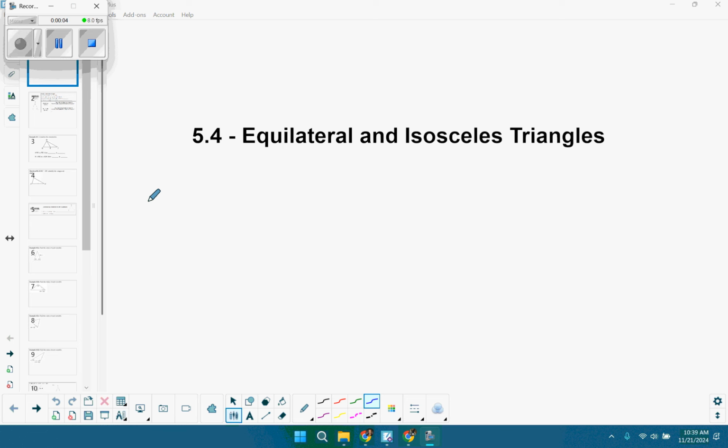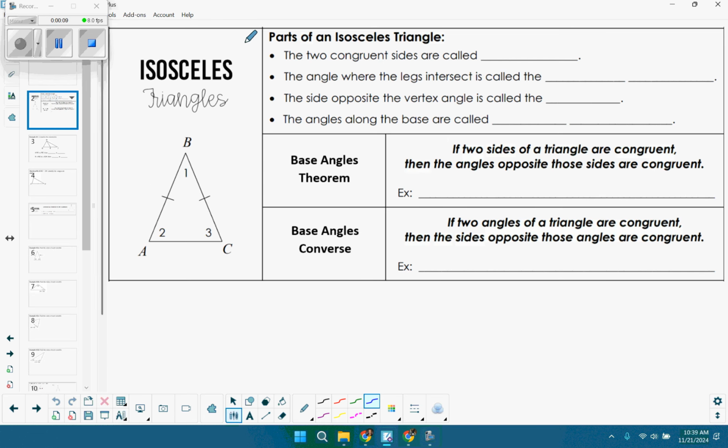This is lesson 5.4, equilateral and isosceles triangles. So the parts of an isosceles triangle: the two congruent sides are called legs. The angle where the two legs intersect is called the vertex angle. The side opposite the vertex angle is called the base. So the side that's different than the legs is called the base. And then the angles along the base are called the base angles.